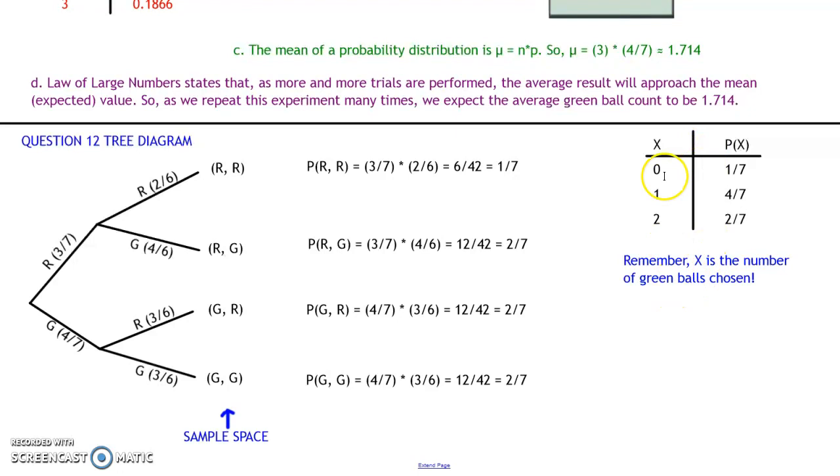X is the number of green balls chosen. So X equals 0. Well, that's only the probability of first getting a red ball and then getting a red ball. That's 1 out of 7.